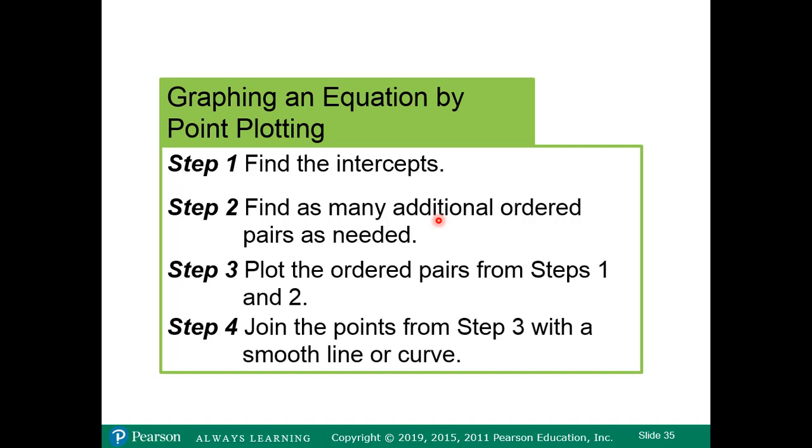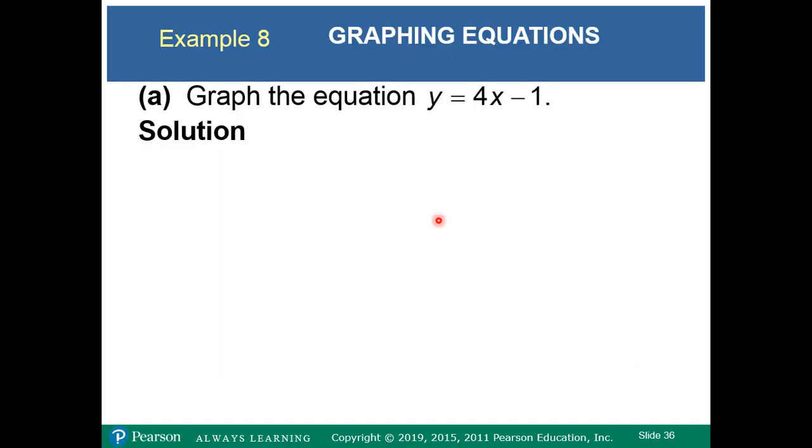If it's a straight line, you only need 2 points. If it's a curved line, then probably you're going to need more, 3 or 4, depending on the curve. Step 3, plot the ordered pairs from steps 1 and 2 on the rectangular coordinate plane. And then join the points from step 3 with a smooth line or curve.